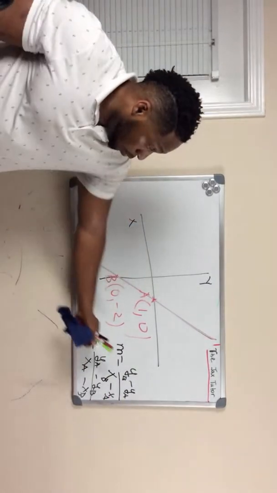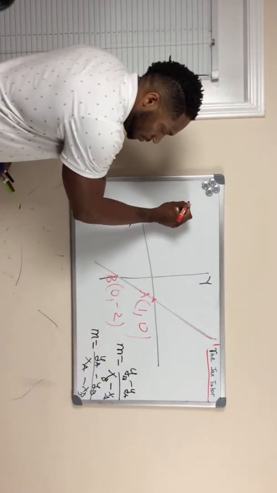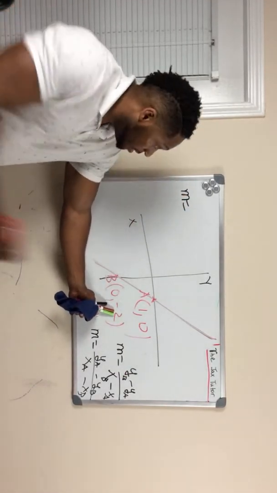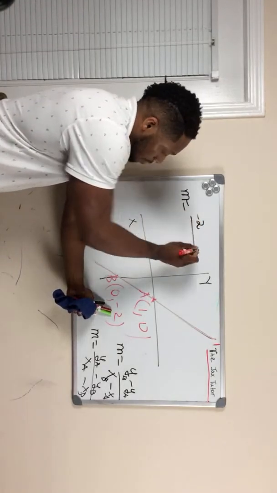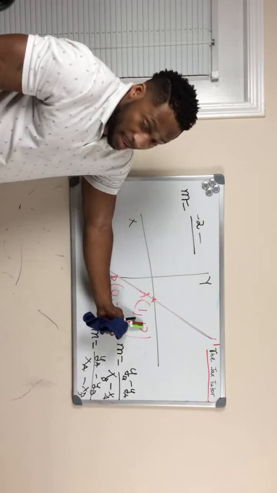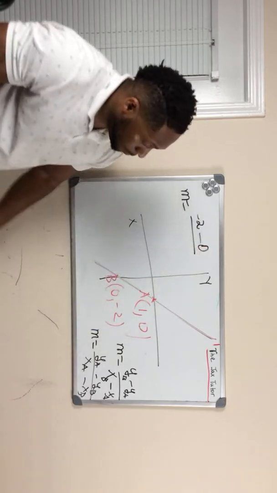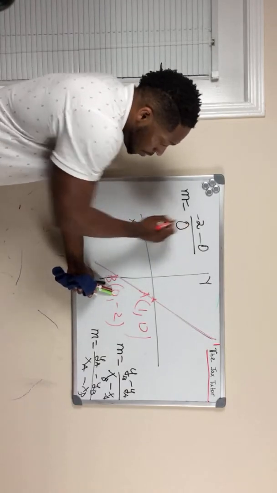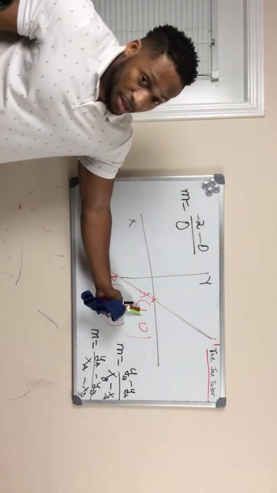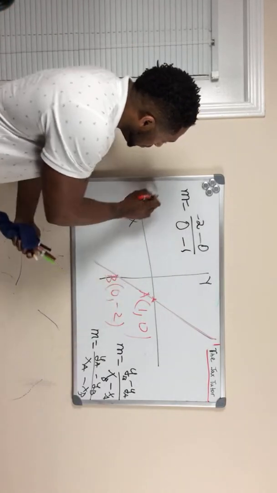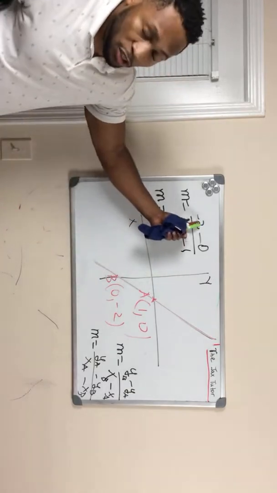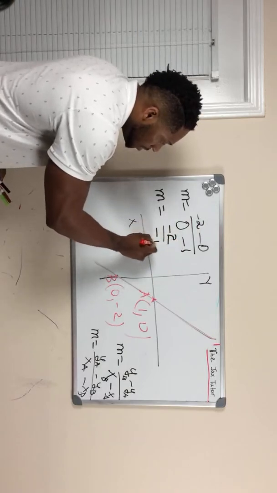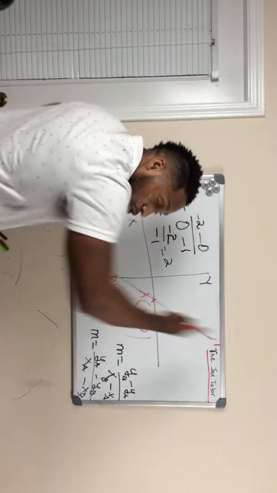So what's the y coordinate of B? Let me see if you guys are smart. The y coordinate of B is -2, minus, what's the y coordinate of A? The y coordinate of A is 0. What's the x coordinate of B? The x coordinate of B is 0, minus, what's the x coordinate of A? The x coordinate of A is 1. So the slope m is -2 minus 0, which is -2, over 0 minus 1, which is -1. The slope is 2, right?